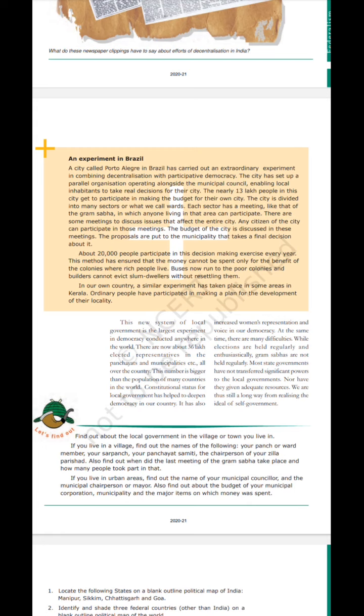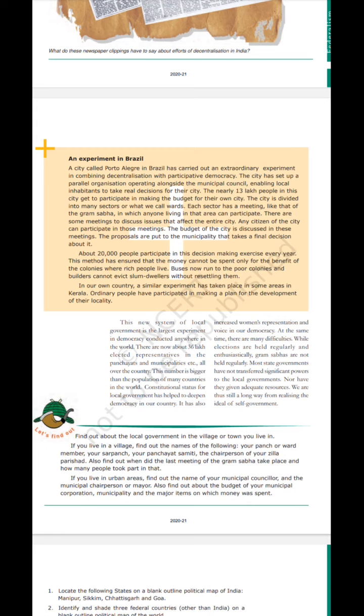There are now about 36 lakh elected representatives in the panchayats and municipalities, etc., all over the country. This number is bigger than the population of many countries in the world. Constitutional status for local governments has helped deepen democracy in our country. It has also increased women's representation and voice in our democracy.